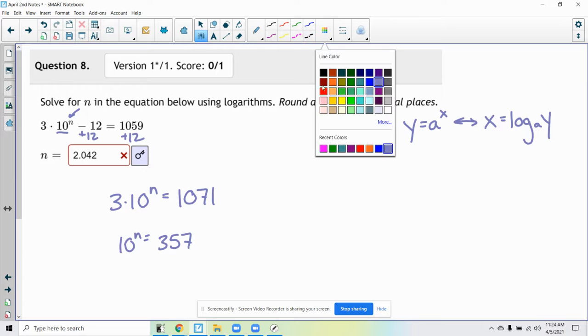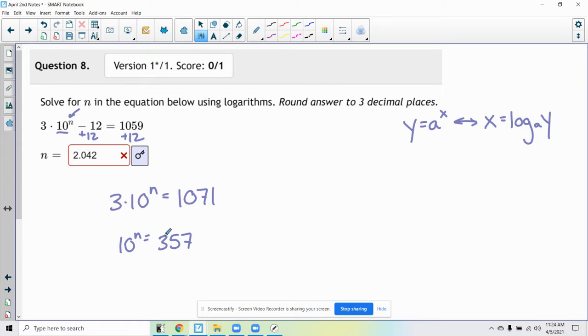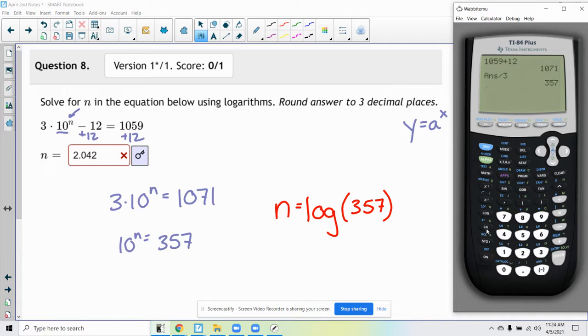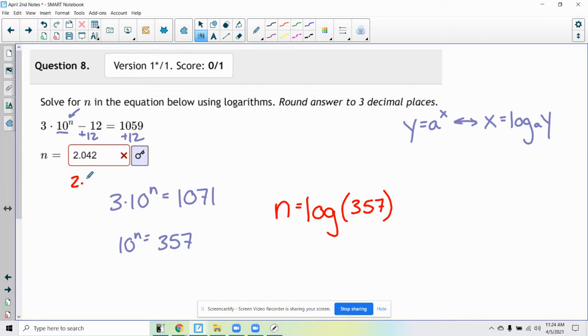Now I can convert because I have the base by itself. So now the exponent goes to its own side of the equation, n equals. The base of my exponent stays the base of my log. That's log base 10. I don't write 10 because that's the common log of 357. So I can find that in the calculator. Log, common log right there, of 357. I get 2.553. Just like that.